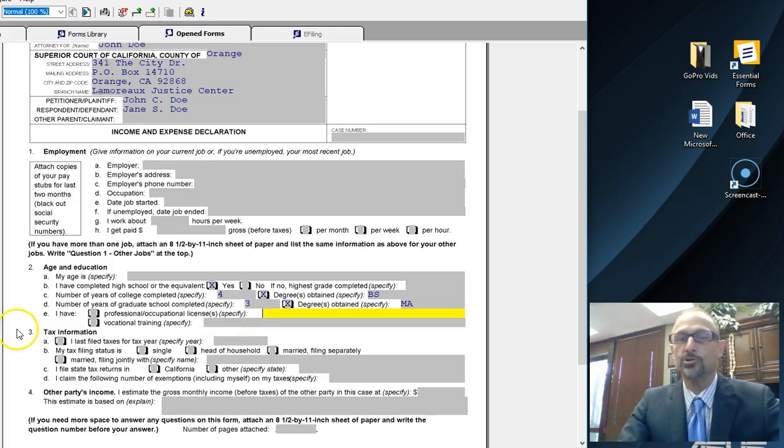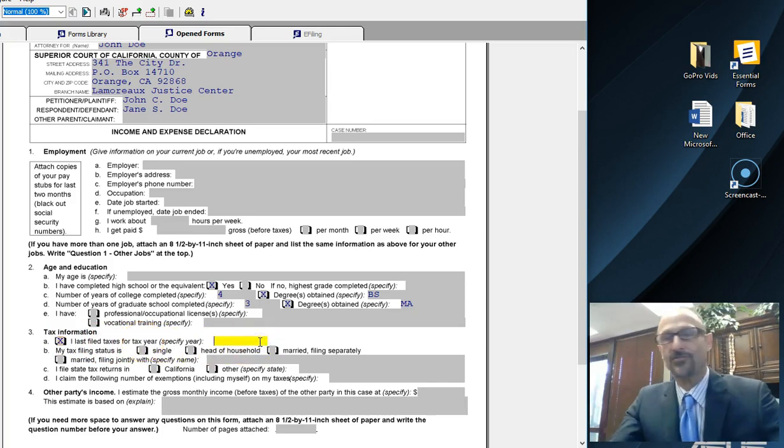All right, down to 3, tax information. You're going to want to mark the box on the far left next to A. I last filed taxes for tax year, and if you haven't filed in a bunch of years and the last year you filed for taxes was 2012, mark 2012 and write 2012 in there.